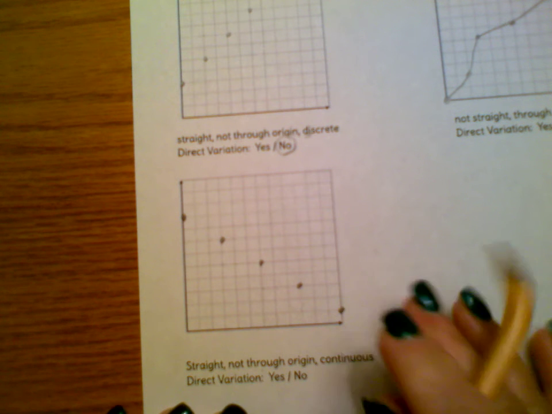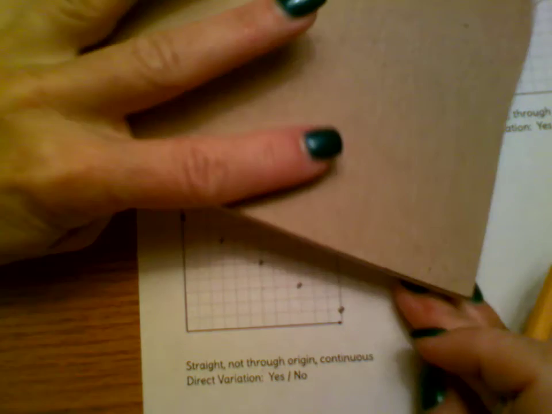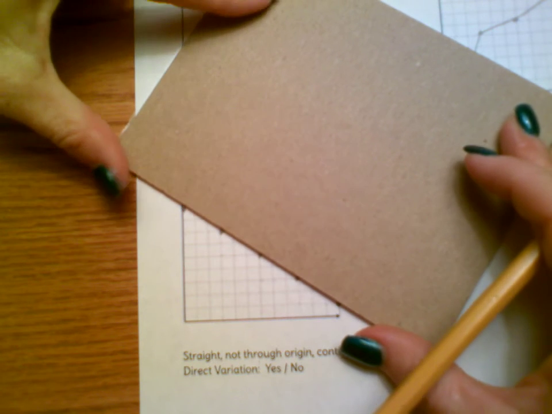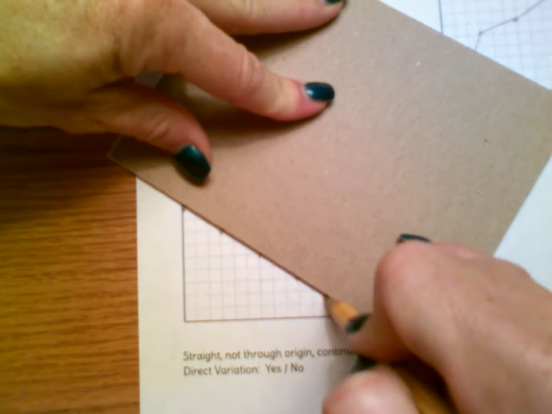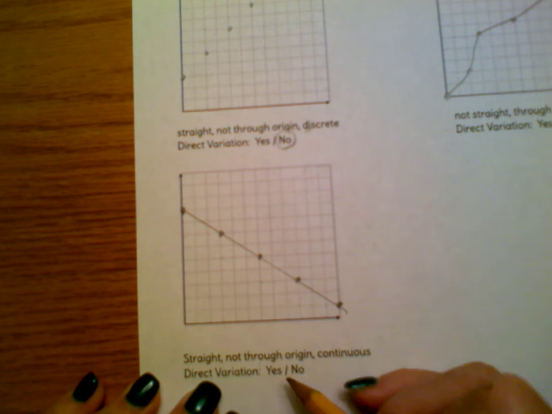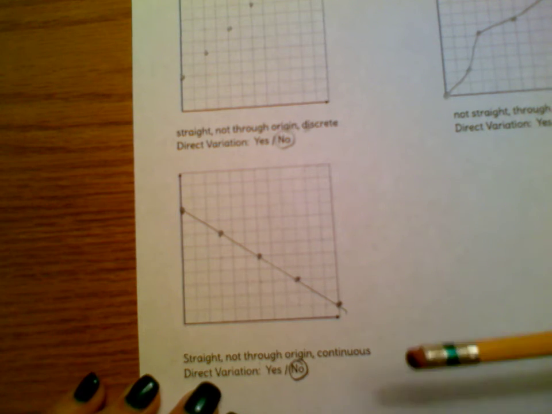They want it continuous. Continuous means I connect. So when I connect all my points with a straight edge, now I need to see if this is direct variation. It has to be straight, which it is, but it has to go through the origin, which it does not. So this is not an example of direct variation.